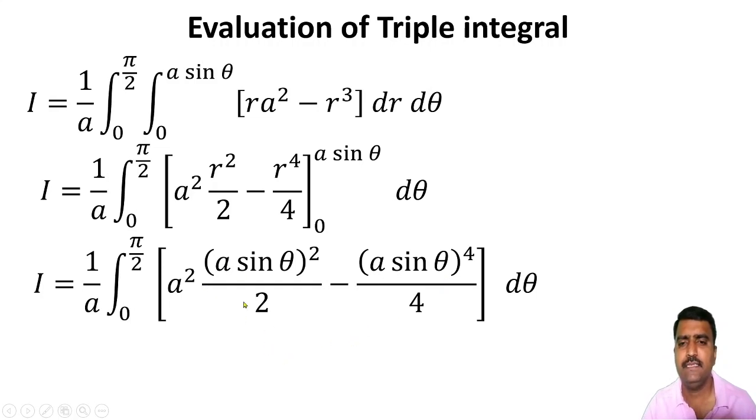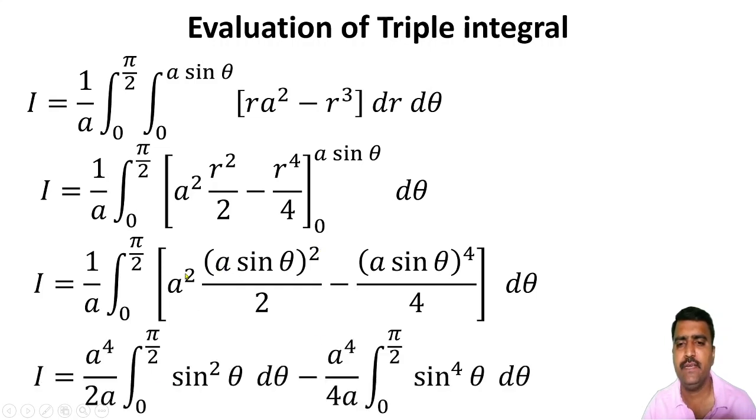Now simplifying this, (a sin theta) whole square is a square sin square theta. So a square into a square becomes a to the power 4. Keep this a to the power 4 outside as a common factor. And again you apply this integral separately to this one. So this is also a to the power 4, a to the power 4 divided by 4 into a, this becomes sin to the power 4 theta d theta. Here the 2 is a constant, so we are writing this 2 outside. Remaining here is sin square theta d theta. So remaining here is 0 to pi by 4 sin to the power 4 theta d theta.